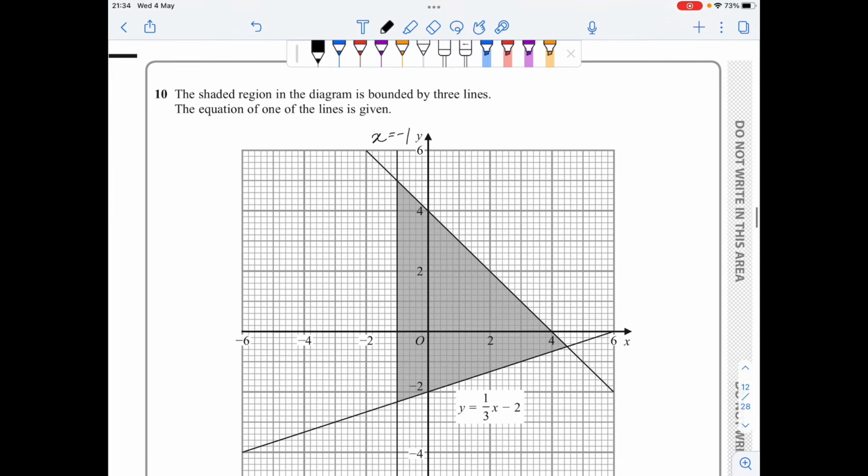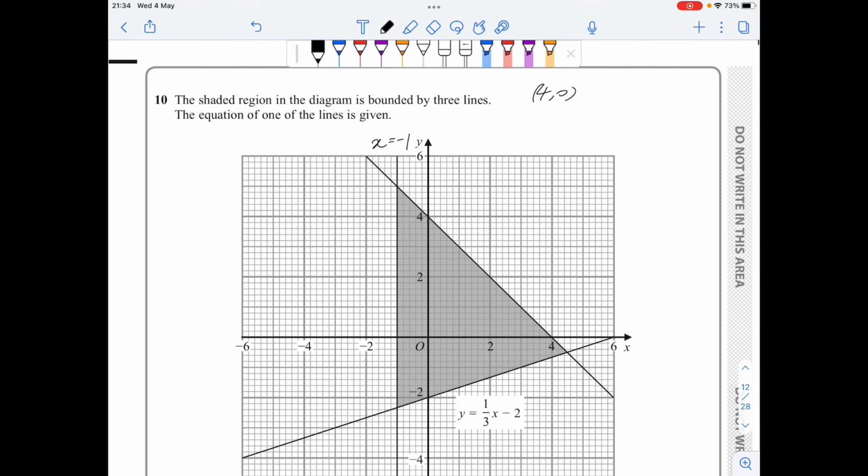Now if it passes through 4, 0, and 0, 4, it means it has a gradient of 4 minus 0 over 0 minus 4, which is -1. I know that the y-intercept is 4, so the equation is the following: y equals minus x plus 4.